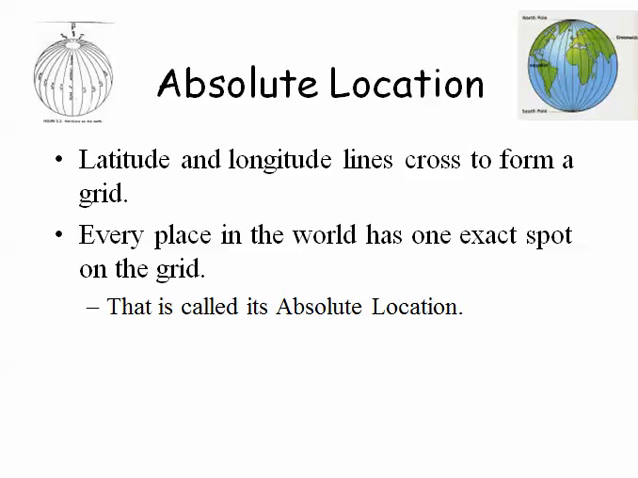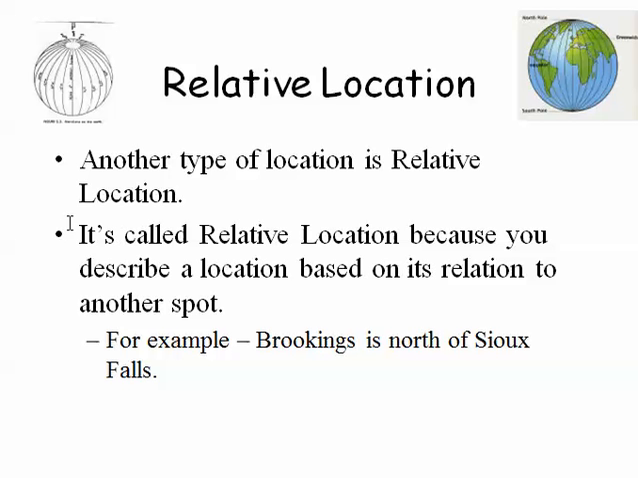On the other hand, there's another type of location called relative location. And it's called relative location because you can describe a location based on its relationship to another spot. So for example, if someone was in Sioux Falls and was asking how to get to Brookings, South Dakota, you can say, well, Brookings is north from Sioux Falls.